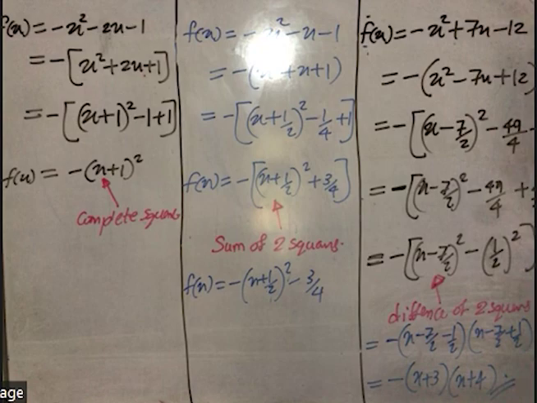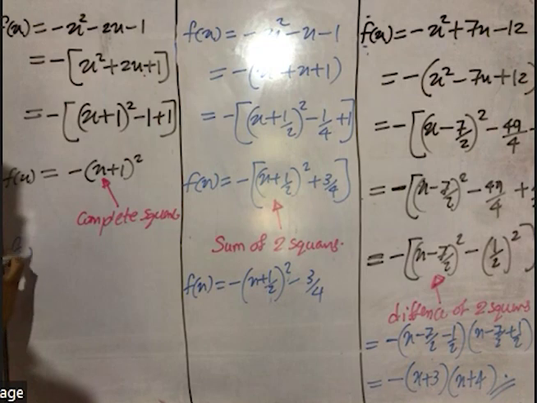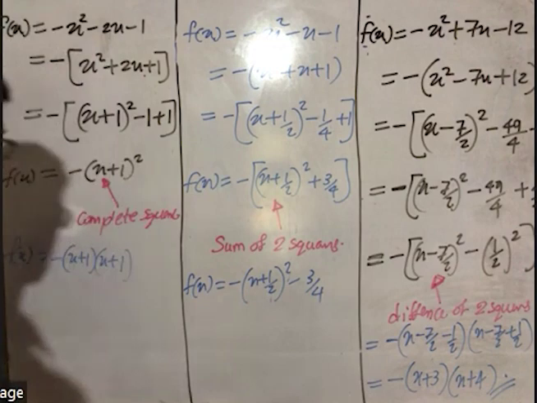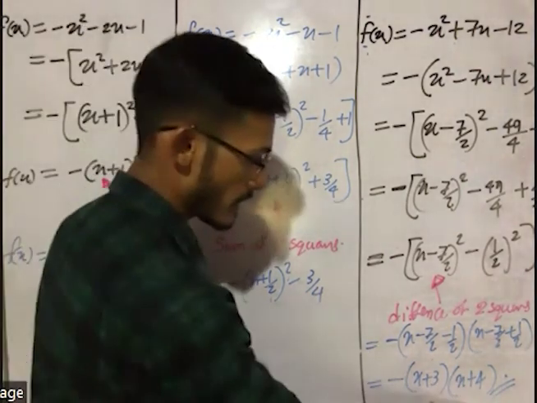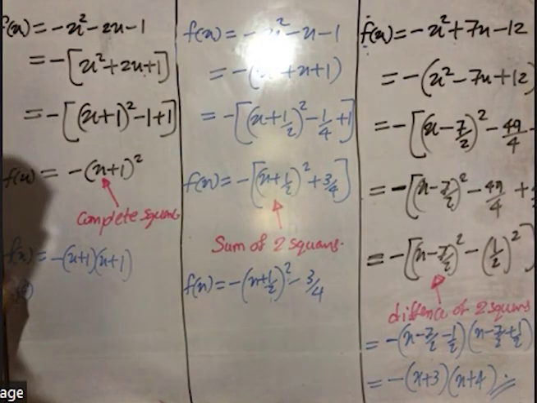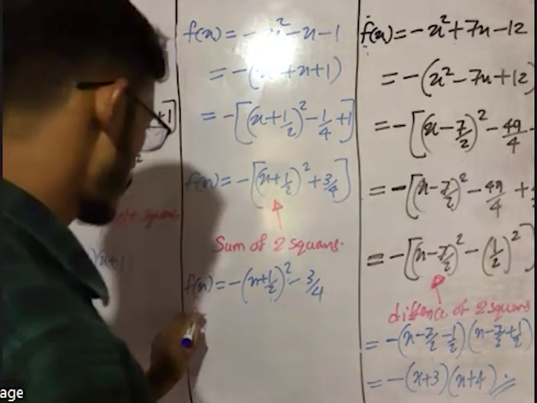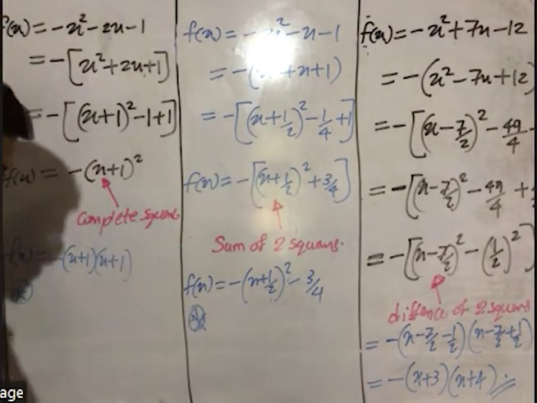Now here also we have two factors. If you write this as f(x) equals minus x plus 1 into x plus 1, we can write this as x plus 1 into x plus 1. So here we have two equal factors. Here we have two different factors, and here we don't have any factors. Under this one write down: has two equal factors. Here write down: cannot factorize further.